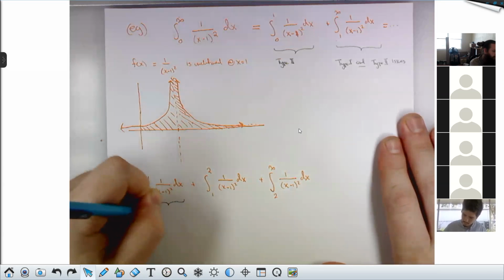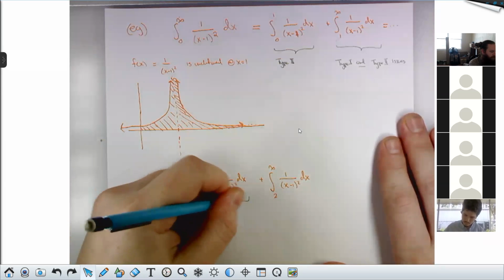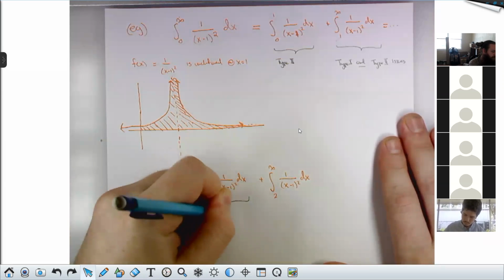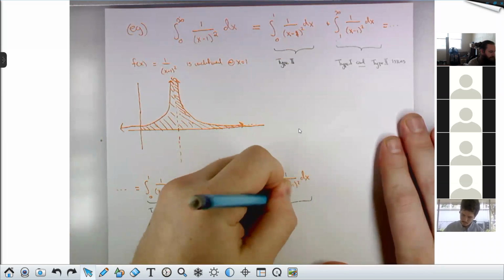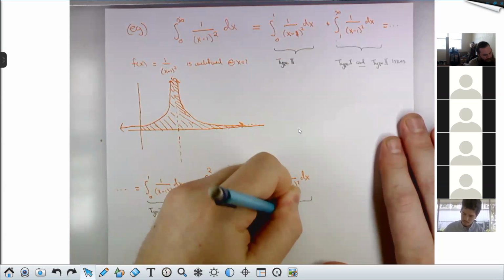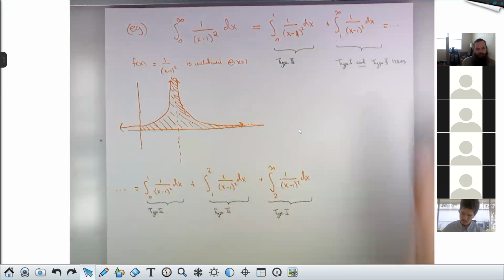This is type 2. This is type 2. And this is type 1. And each of them needs to get their own special treatment.